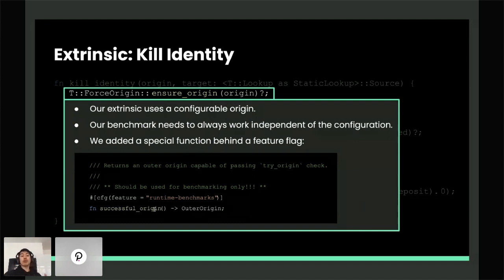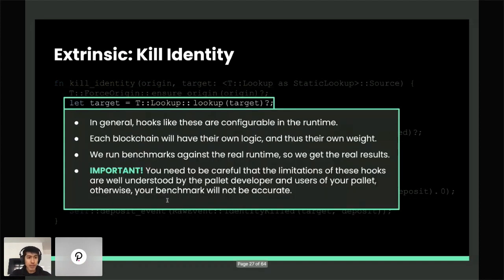This is something you do in your own benchmarking or your own runtimes: hide special features behind the runtime benchmarks feature flag, just like tests. These are test utilities which aren't accessible by the main runtime, but are accessible only when you run benchmarks. You can see that we have these hooks. There are other parts of your runtime which are configurable, and we don't know exactly what logic will run here. So it's important to be careful that these hooks are handled by your benchmark as best as possible. And if your benchmark can't handle these hooks very well, then limitations are communicated to the runtime developers on what kinds of things they can implement in their own code using your pallet to make things work.